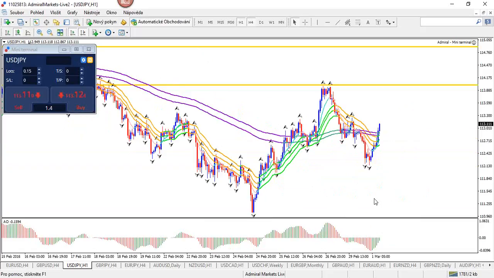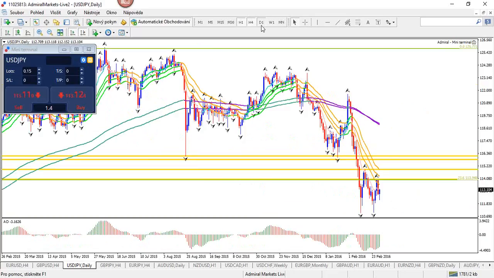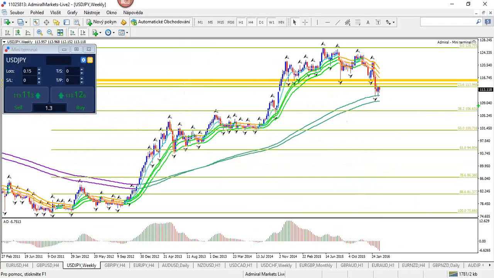Let's see. Daily chart. Double bottom. Nothing really else to add on. Maybe the higher time frames, right? Price could go down to the 38.2 fib. And so there's still some space to the downside.